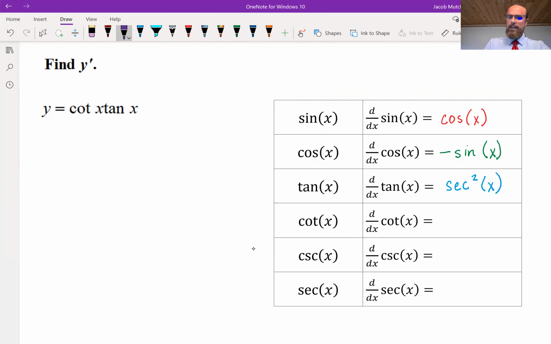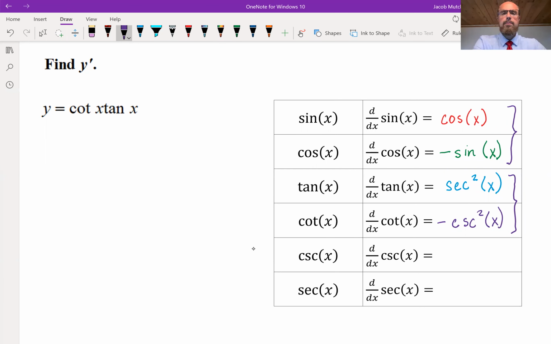If I've got cotangent x, the derivative d dx cotangent of x is going to be negative cosecant squared of x. So you can see the pattern that we established at first between the derivatives of sine and cosine, where they're opposite of each other. The derivative of sine is cosine, but the derivative of cosine is negative sine. We have that same relationship appearing here between tangent and cotangent.